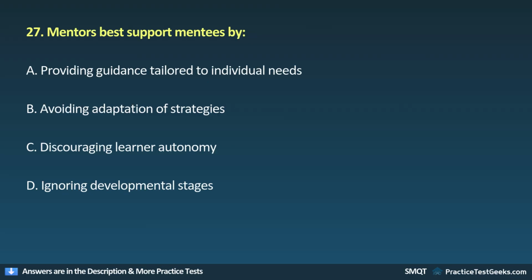27. Mentors best support mentees by A. Providing guidance tailored to individual needs. B. Avoiding adaptation of strategies. C. Discouraging learner autonomy. D. Ignoring developmental stages.